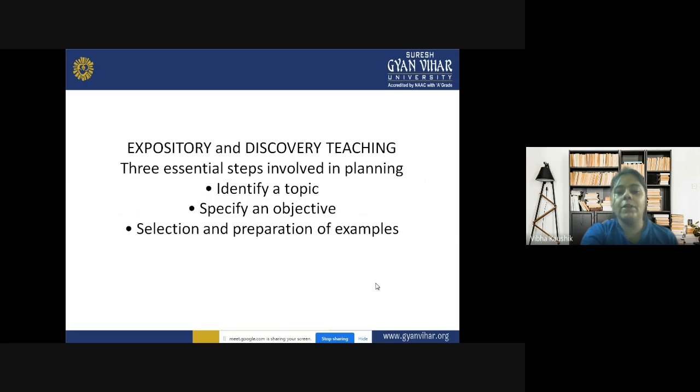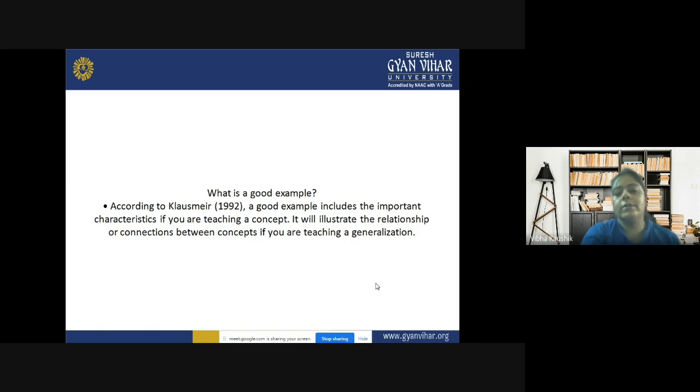Selection and preparation of examples. You have to select the particular examples and you have to prepare the examples related to that particular topic. What is a good example? How does the teacher have to select a particular example? According to Klausmeier 1992, a good example includes the important characteristics. Means when we are talking about a good example, it must include these important characteristics.